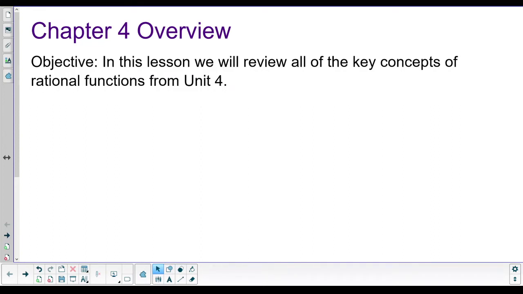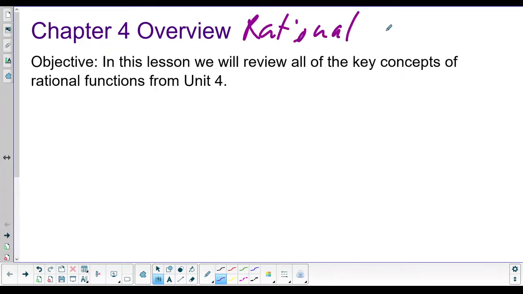We are going to go over chapter 4 today. Everybody's favorite. What is chapter 4? Rational functions, of course. Rational functions. Boom. There we go. So these rational, just one more time for the kids at home.